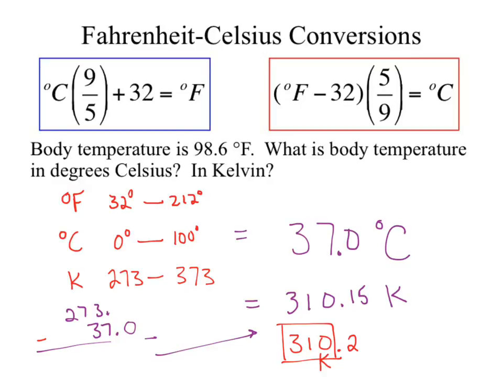The only way I could possibly do that is I say report your answer to 4 sig figs, in which case your answer becomes 310.2. Unless you didn't do the 0.15. And then you'd say 310.0. Either way, you still have 4 sig figs.